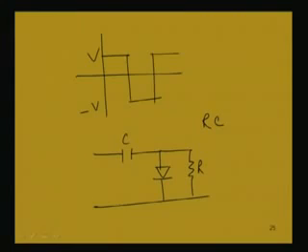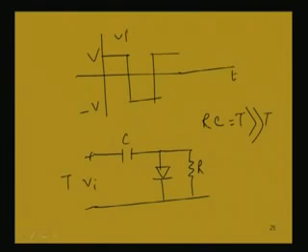The RC time constant is very, very large compared to the time period of the input signal, which is Vi. Now, what will happen in the positive half cycle? This capacitance will be charged because this diode will be conducting.